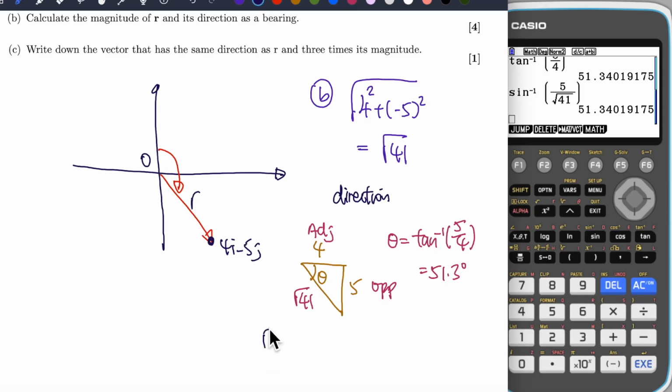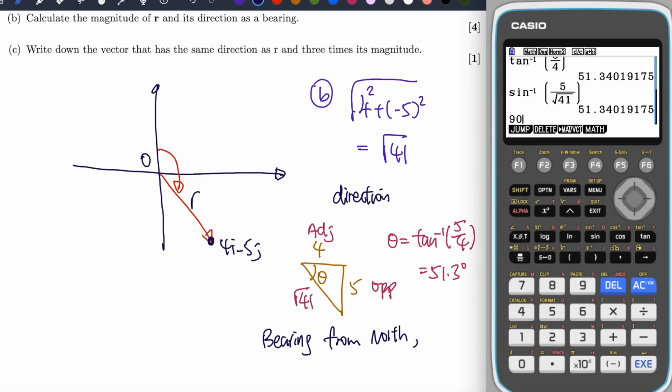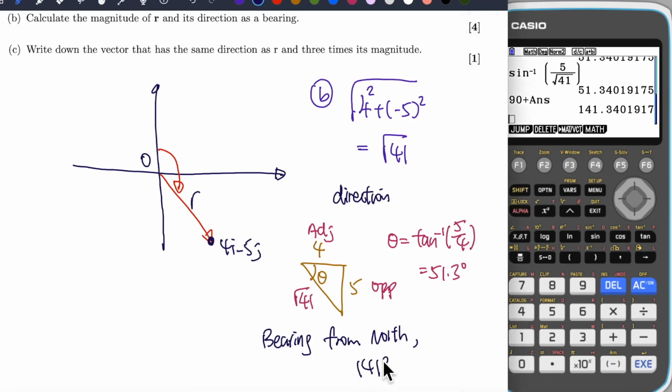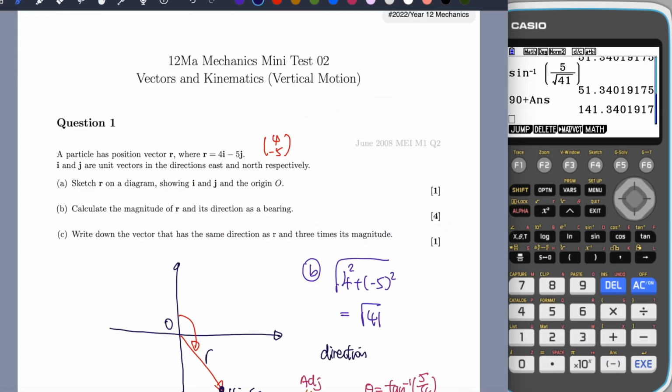But the bearing, which is from north, is going to be 90 degrees plus that. So that's 141 degrees as a 3-digit bearing.